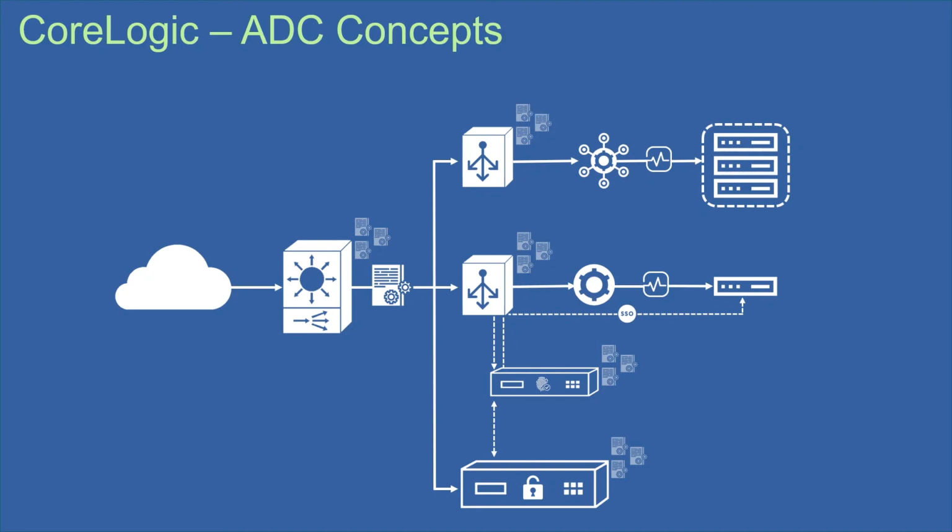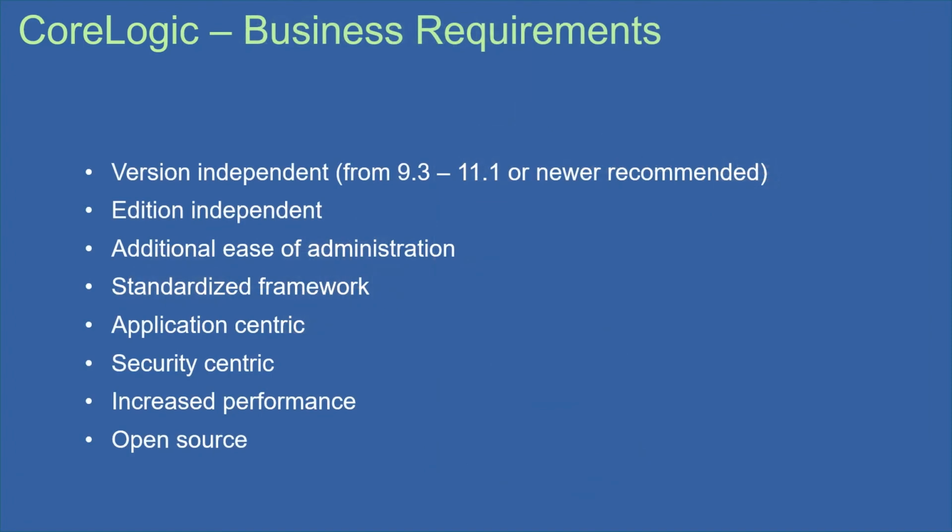So we set out some business requirements for CoreLogic. CoreLogic had to be version independent, but also edition independent. So it has to run from standard edition all the way up to premium edition. It should rely heavily on standardization so that all consultants working on a configuration can quickly grasp all that is configured on the ADC. More important, it focuses on the application being configured. Although content switching and so on must be configured correctly, it is not the core reason why an administrator is configuring ADC. The application itself is the frontrunner, so the sooner we can talk about the actual application, the better.